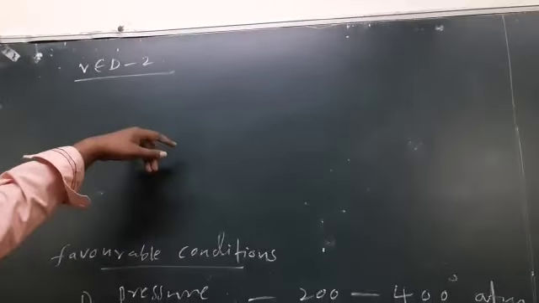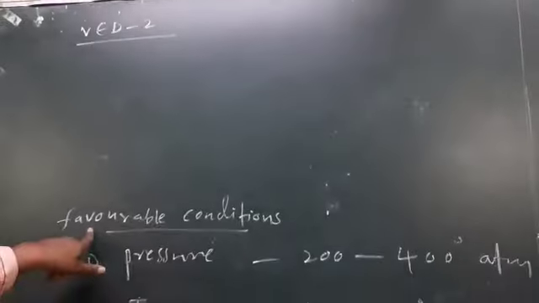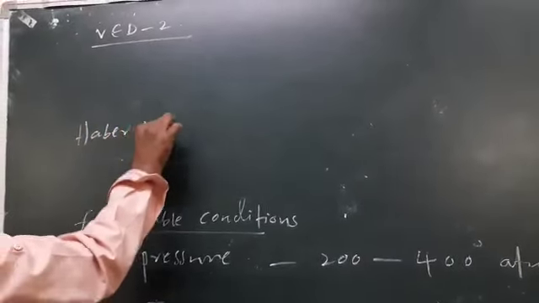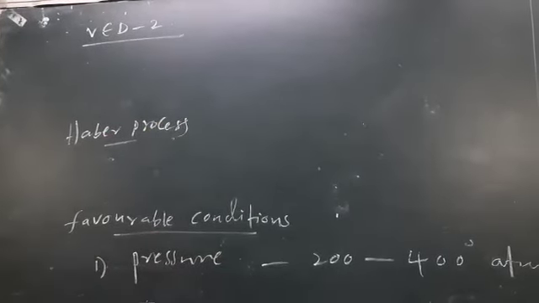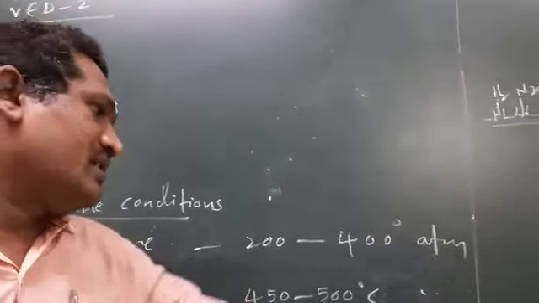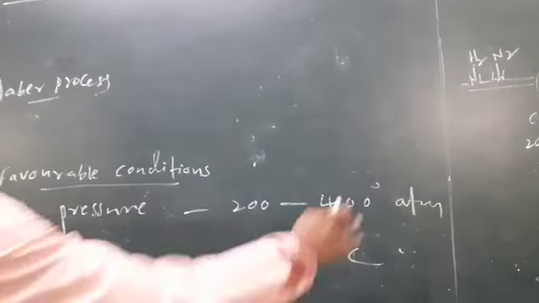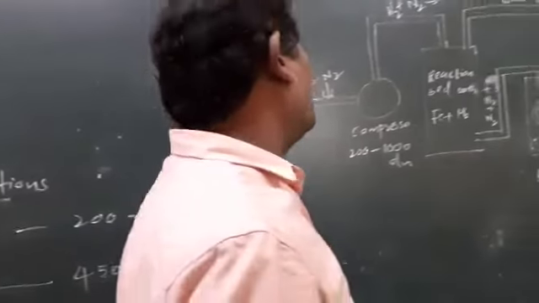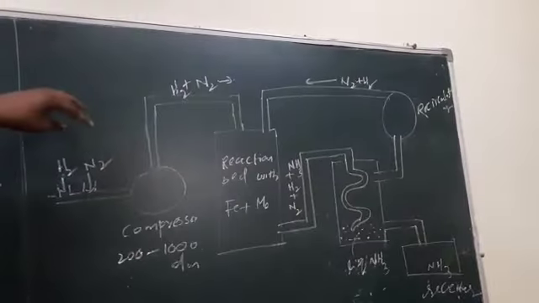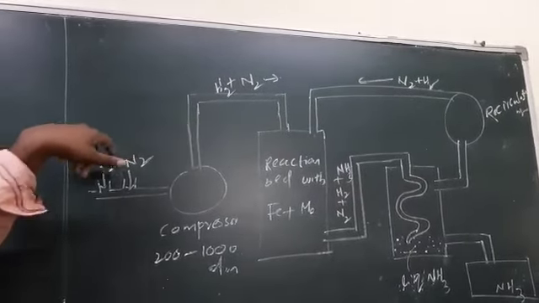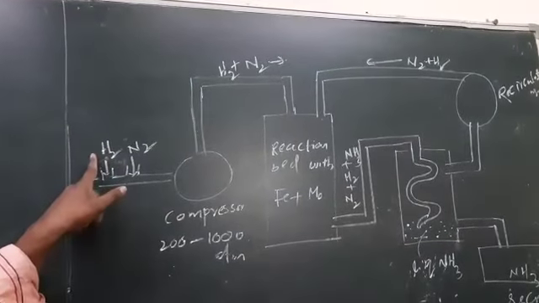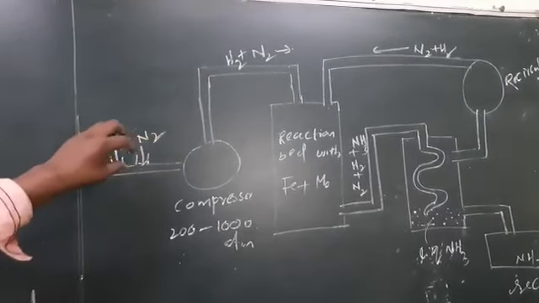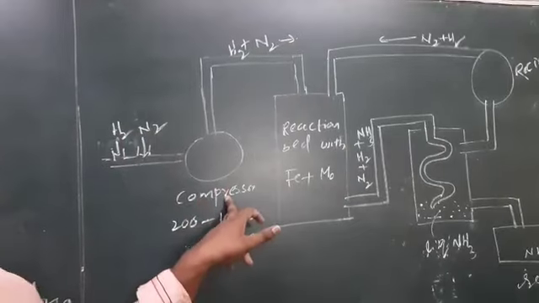In the preparation of ammonia by the Haber process, the favorable conditions are a pressure of 200 to 400 atmospheres and a temperature of 450 to 500 degrees Celsius. In this method, a mixture of hydrogen and nitrogen in a 3:1 volume ratio is used: 3 moles of hydrogen, 1 mole of nitrogen. So the 3:1 volume ratio hydrogen and nitrogen mixture is passed into the compressor.